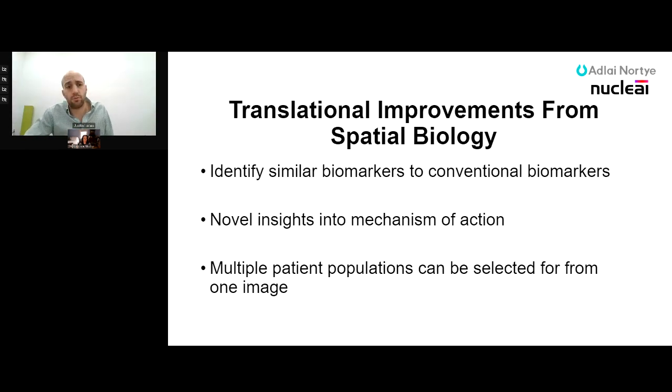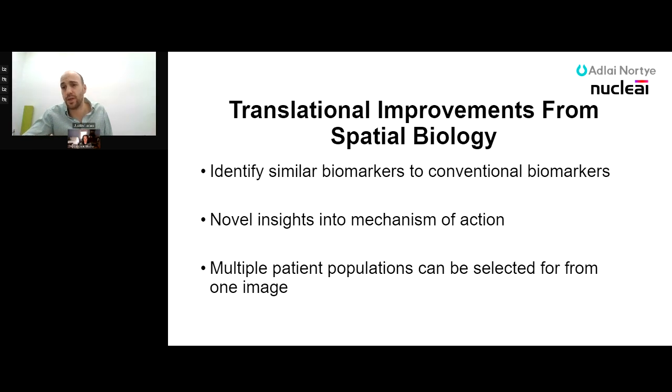So we want to basically bring this together and understand why we want to use spatial biology in the translational setting. And there are many benefits. As we highlighted, some of those are the cost, availability, reproducibility, as well as the potential novel insights into new mechanisms of action that can help you understand how your therapy is working, that you may not be able to determine.